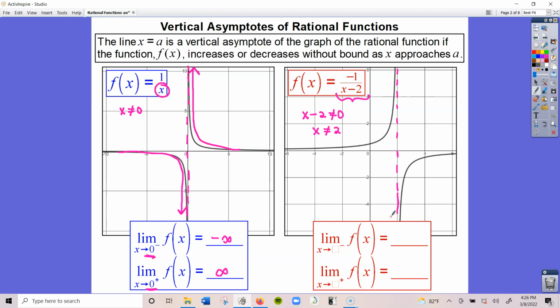So if I wanted to prove that, that means that the limit as x approaches 2, which is what my x is trying to get to, if it's coming from the left side, the left side you see is going up. So this answer would be infinity. And the limit as x approaches 2 from the right side, you see that the graph is going down, and that's going to negative infinity.